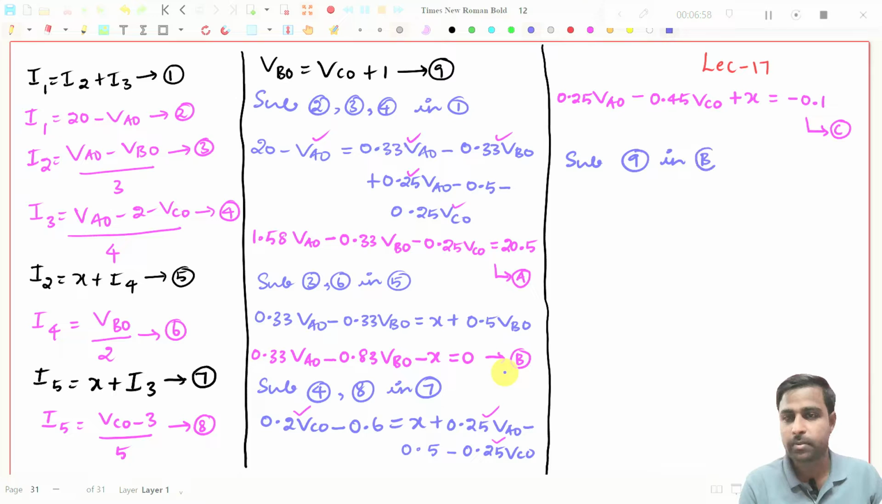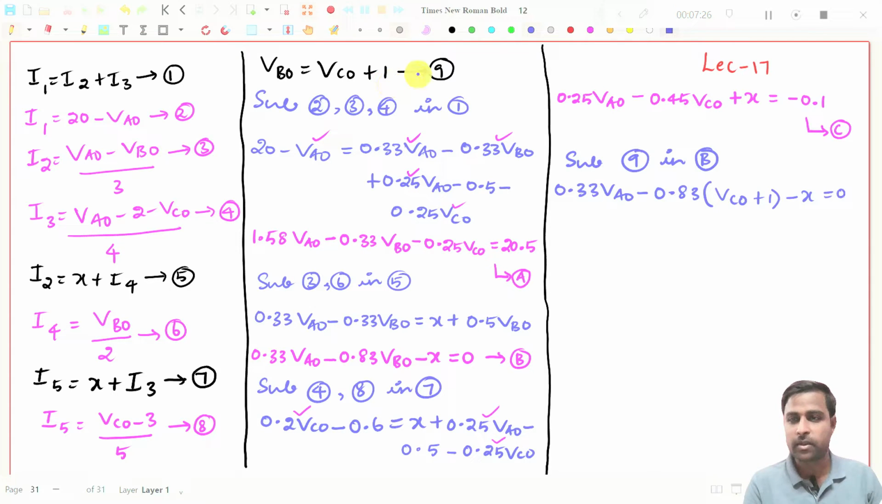Ninth expression in B, right? So B expression, that is 0.33 VAO, that we will write here, 0.33 VAO, that has to be kept as it is, right? Minus 0.83 into VBO. Instead of VBO, what you need to do? VCO plus 1. You just substitute VCO plus 1. That's all. Now this will be minus x should be equal to 0, right?